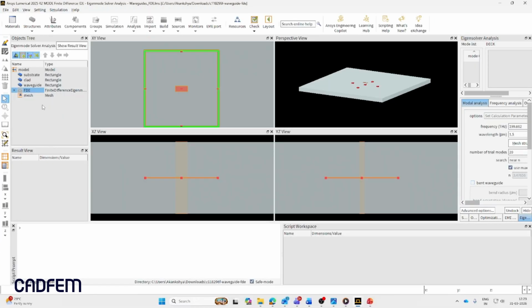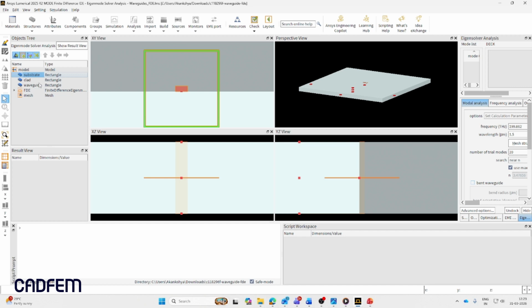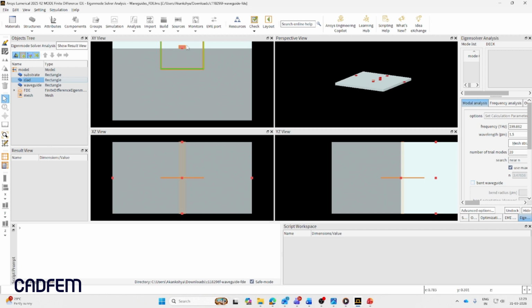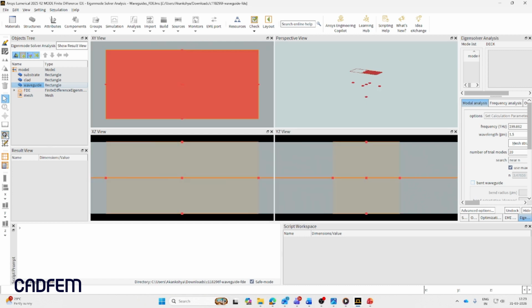Hello everyone. Today we will be exploring how the finite difference eigenmode solver can be used to analyze waveguide structures and understand their electromagnetic behavior through simulation. The finite difference algorithm is used to mesh waveguide geometries, enabling accurate modeling of complex structures. Maxwell's equations are then solved as an eigenvalue problem to compute key parameters such as effective index and mode profiles.